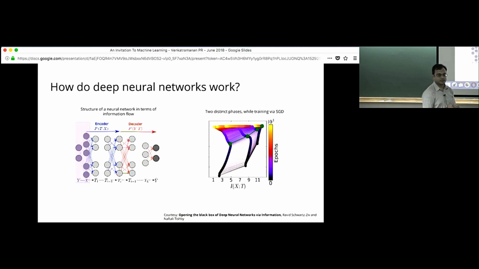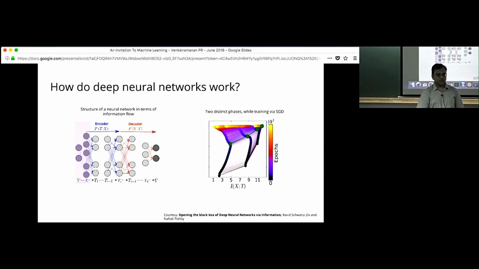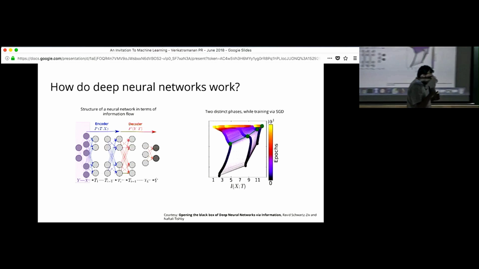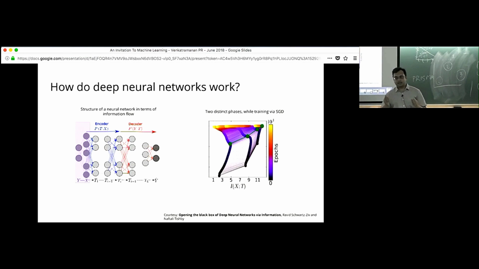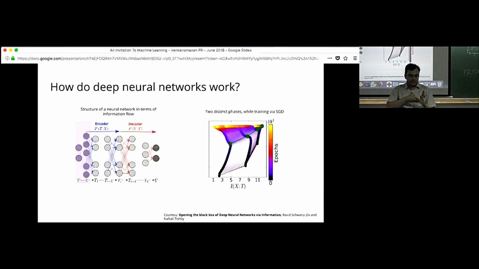I'm sorry, can you just tell me how exactly the mutual information is calculated? Yes, I have not worked it out, but I'll tell you what I understand. From what I read, the input is discrete, and the output of each layer is a sigmoid function which they bin to make it discrete. They look at the joint probability distribution and then calculate mutual information. Some form of cross correlation. Yes.